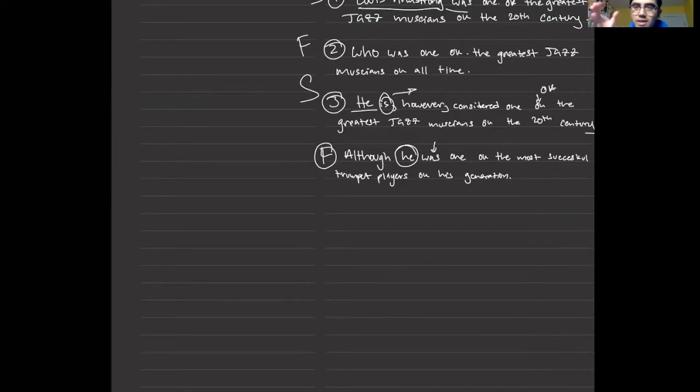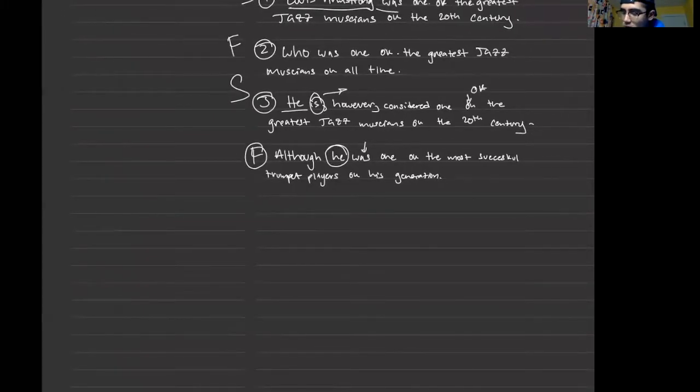So it says despite this, and it doesn't go on to tell us the other side of the scenario. If you have an although, or despite this blah, you need to have the other blah, right? Defining what the other thing is. Like for example, although he was one of the most successful trumpet players of his generation, he was not the best of all time. Then that would be a complete thought, right?